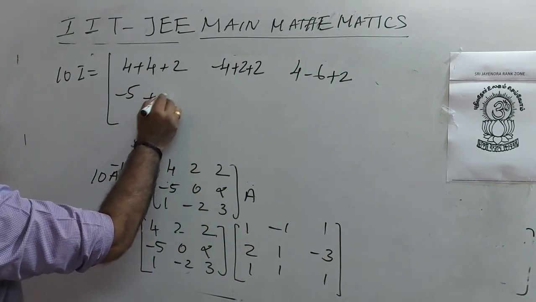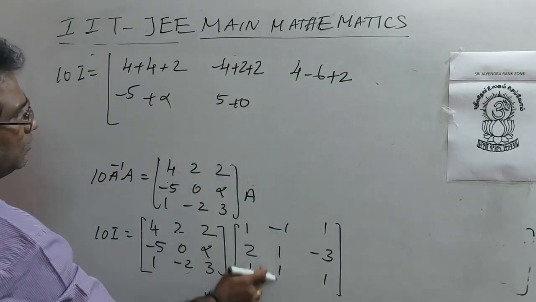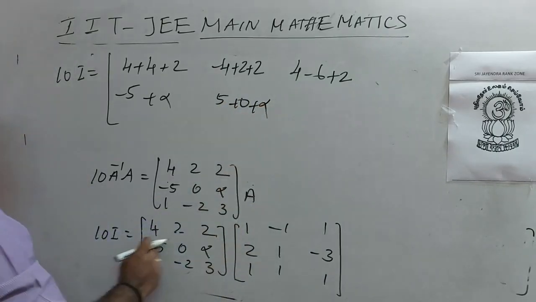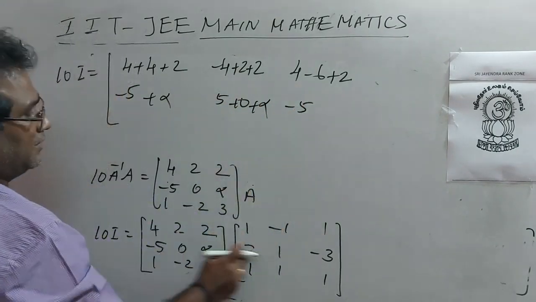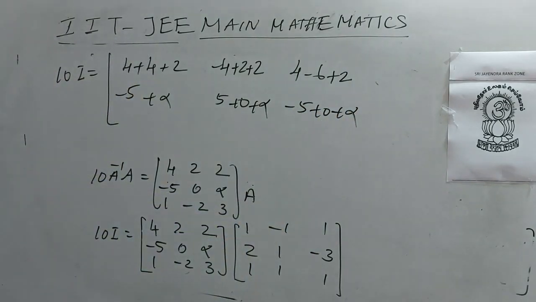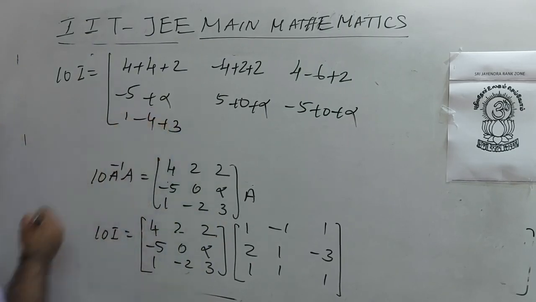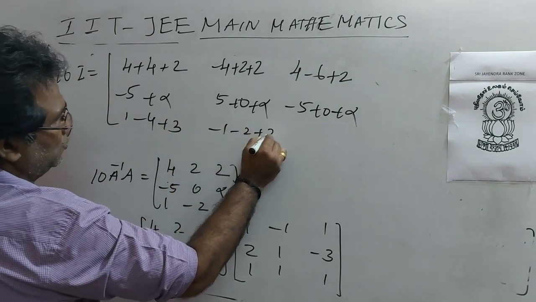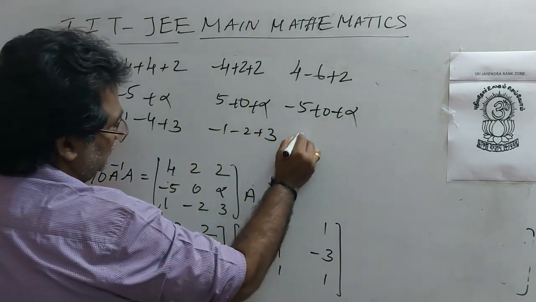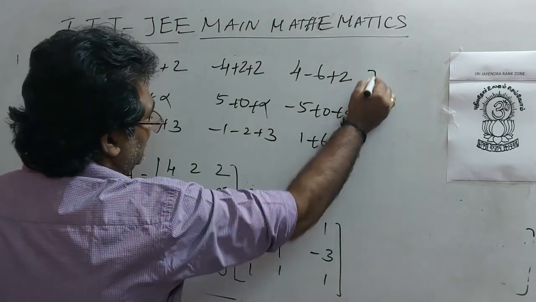0, alpha, plus 5. 0 plus alpha, minus 5 into 1, minus 5, here 0, plus alpha. 1 minus 4, 3, minus 1 minus 2 plus 3, 1 plus 6 plus 3.